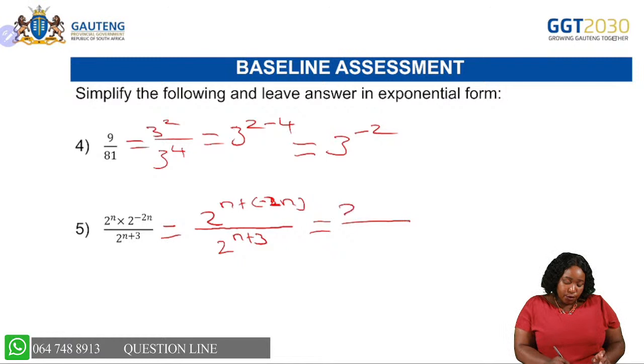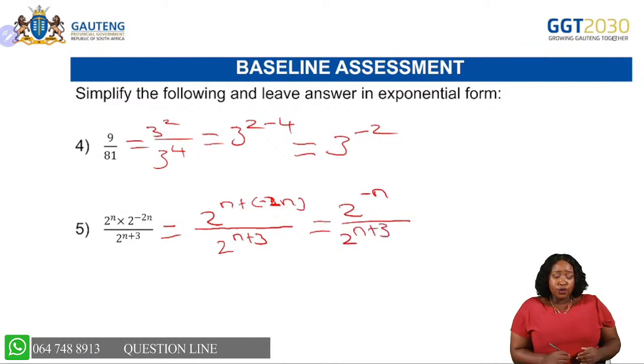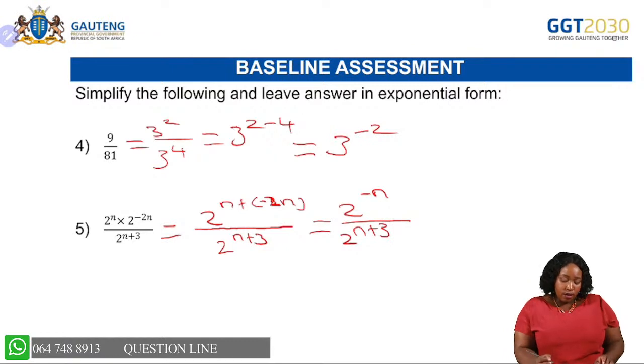So we'll have 2, what's n minus 2n? That's the same as having a 1 minus 2, which gives you a negative 1. So we'll have a negative n in our exponent there. And then at the bottom, we still have 2 to the n plus 3. Okay, now I'm going to continue below my fraction.